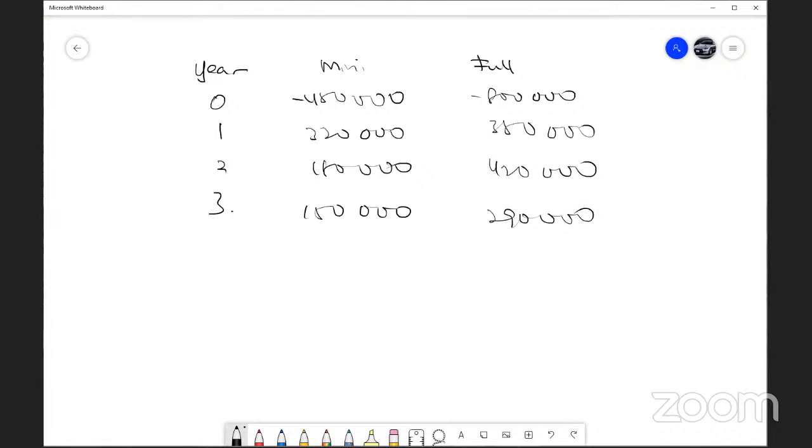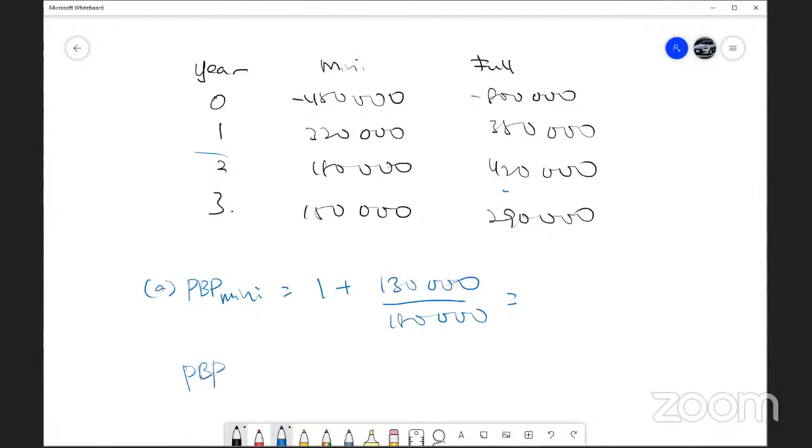So starting off, count the payback period. PBP of mini: negative 450 minus 320, you're left with 130. 130 out of 180. So it's over here: 1 year plus 130,000 divided by 180,000. You can get how many years for mini. For full, 800,000 minus 350,000, you're left with 450. 450 minus 420, you're left with 30. 30 out of 290,000. PBP for full is 2 plus 30,000 divided by 290,000. So what's the answer for this?